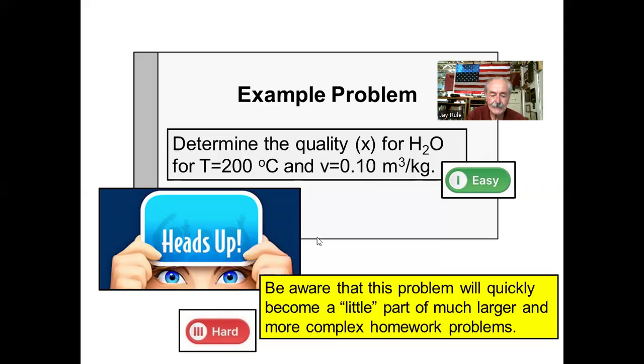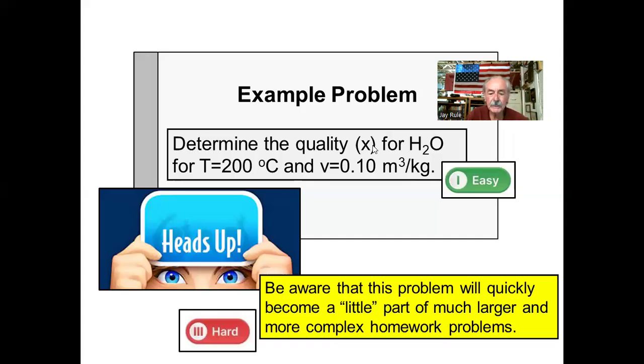So we've got two properties. And the heads up that I have for you is this is such an easy problem that it might be an early homework problem assignment in chapter 3, but very quickly you're going to start having homework problems that put it all together, and this little problem is going to quickly become a part of a much larger, more complex homework problem. So be aware that you're going to have to master this skill quickly, because pretty soon this is just going to be a tiny little part of a much larger and more complex homework problem.